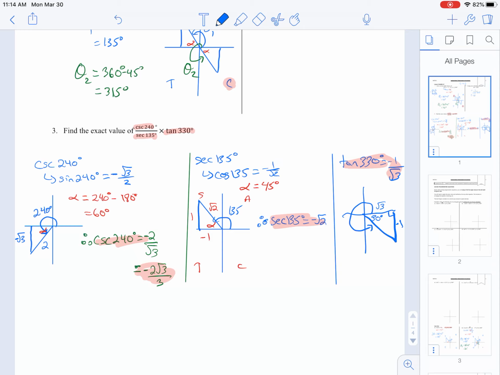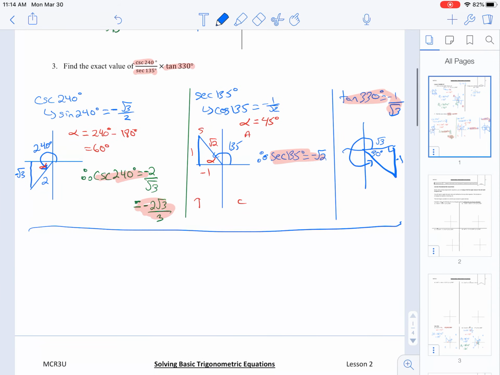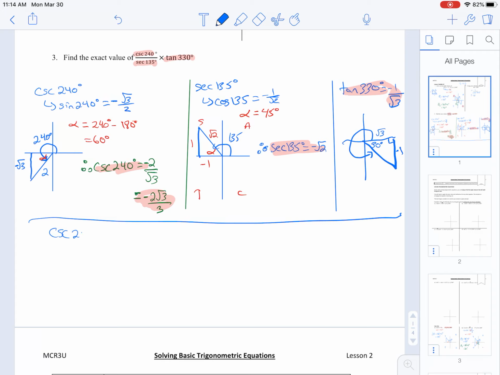Okay, so there's our 3 things we're going to work with. So down here, we can do this all out. So cosecant 240 over secant 135 times tan 330. Okay, so I got to start to plug these things in. And so cosecant was -2 root 3 over 3. And this is going to be divided by secant. So I'm going to write it like this. So it's divided by -√2. And then we're times the tangent, which we said was -1 over root 3.